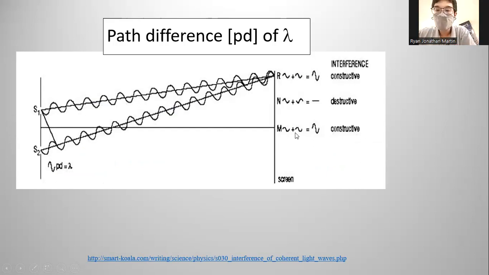Constructive here. This is the first one, constructive, path difference lambda. That's destructive, path difference half lambda. That's the path difference. That's what it means by path difference: the extra length that you have to travel.